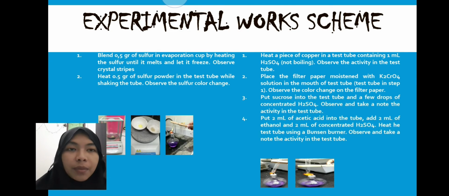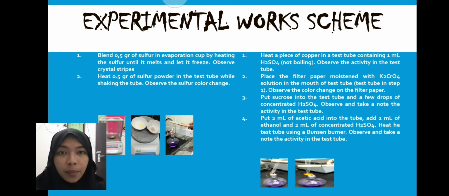Next, experimental work scheme. Step 1. Blend 0.5 gram of sulfur in an evaporation cup by heating the sulfur until it melts and let it freeze. Observe crystal strips. Step 2. Heat 0.5 gram of sulfur powder in the test tube while shaking the tube. Observe the sulfur color change.